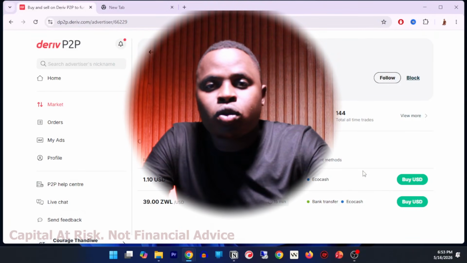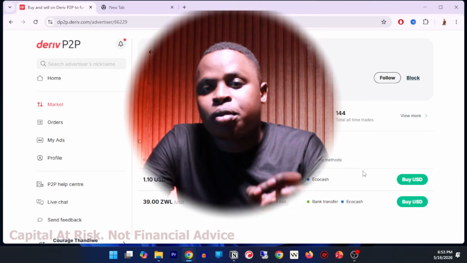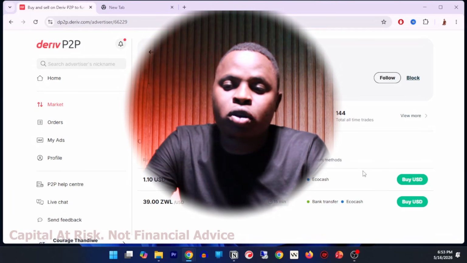Then the other thing that you want to do is you want to make sure that try by all means to avoid cash transactions, because what Deriv does is, if there is a dispute between a buyer and a seller, they want to see the transaction history. So if you use cash transactions, then it's going to be hard for you to trace the transaction. So make sure you use e-wallet, bank transfers, and something that gives you a transaction statement.